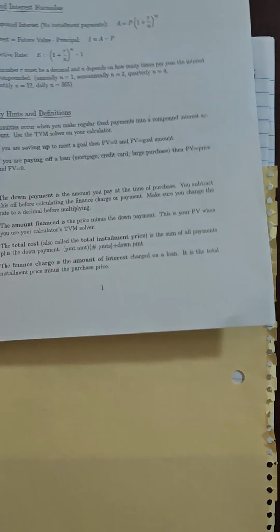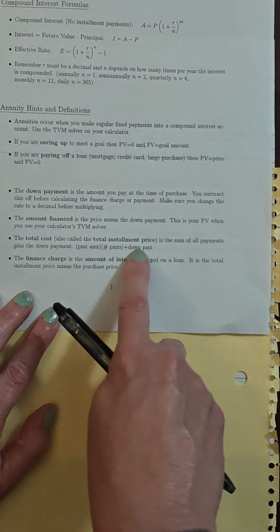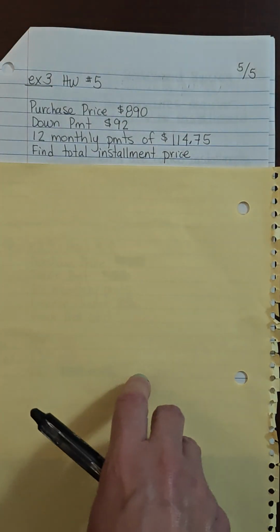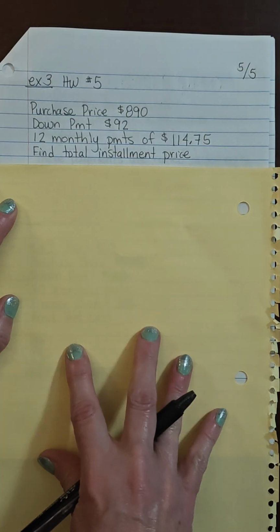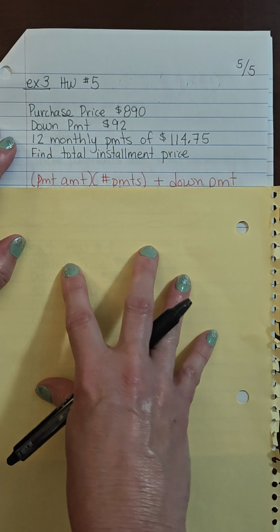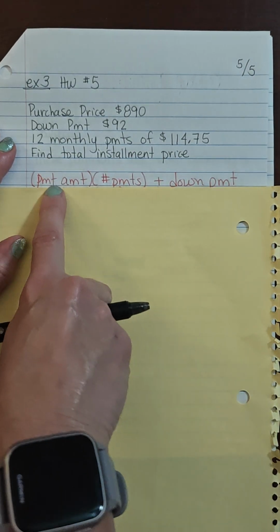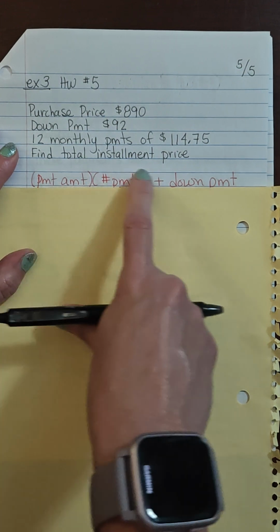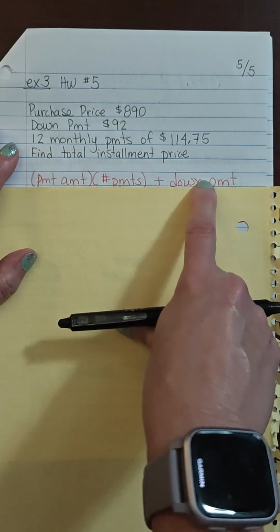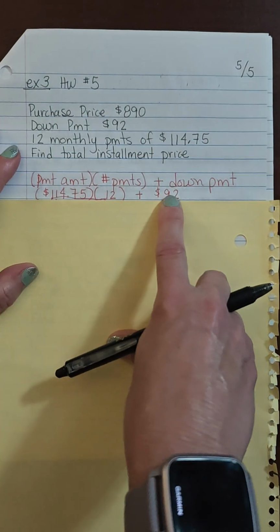Okay, so we go back to here. The total installment price is this formula right here. Payment amount times the number of payments plus the down payment. This is just a computation, right? There's no TVM solver or anything to do here. Total installment price is this formula, and we have everything we need. Payment amount is right here, $114.75. Number of payments, 12. Down payment, $92. Boom. Put all that in your calculator.